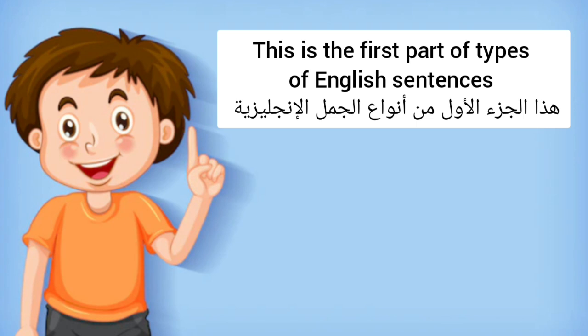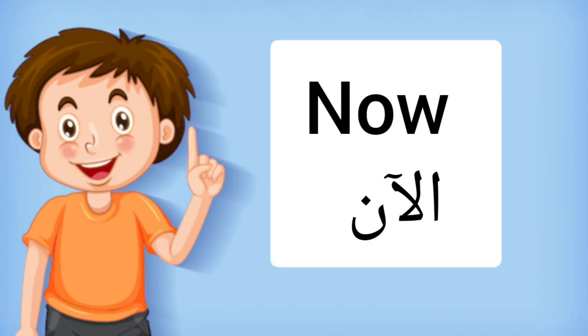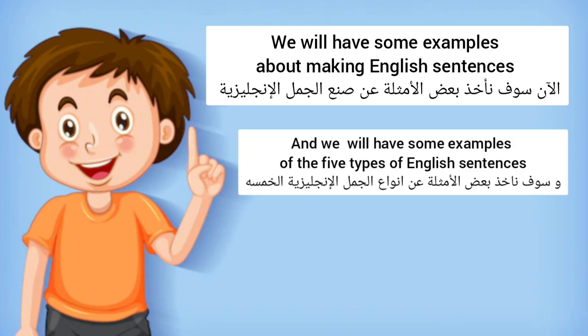This is the first part of types of English sentences, and we will complete the rest of the types in the second part. Now, we will have some examples about making English sentences, and we will have some examples of the 5 types of English sentences.